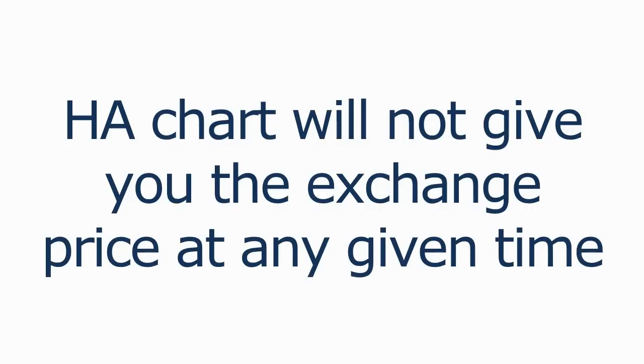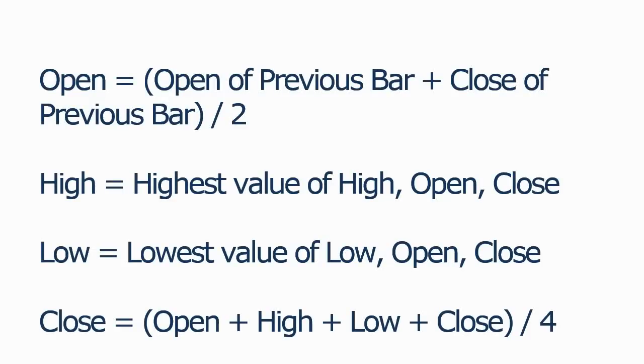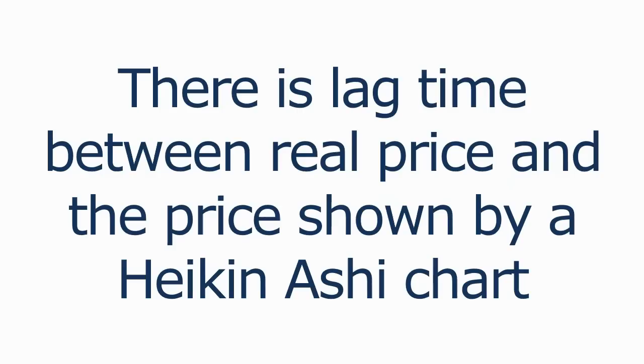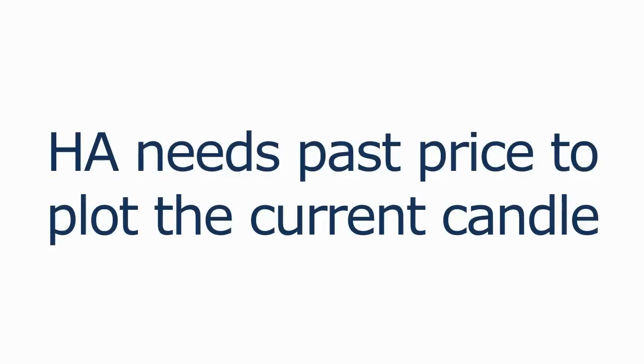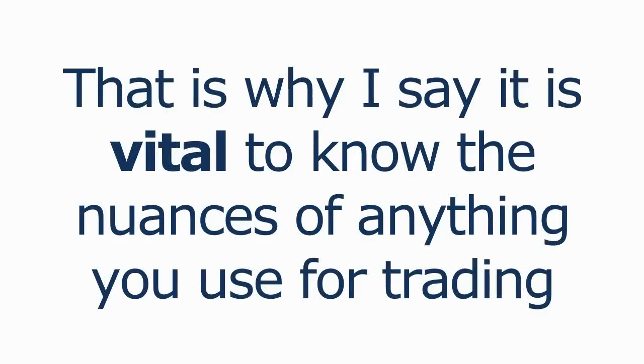So as mentioned, the Heikin Ashi chart's not going to give you the exchange price at any time. And here's the calculation for the chart. You can see how the open is calculated, how the highs are calculated, the lows, and the close. So you can see by the calculation that there is a lag time between the real price and the price that is shown by the Heikin Ashi chart. It's similar with other indicators that rely on past price to plot. So you can see why the Heikin Ashi candles are not going to give you the exact price, because it also uses the previous price as well. So that's why I say it's always vital to know the nuances of anything that you use for trading.